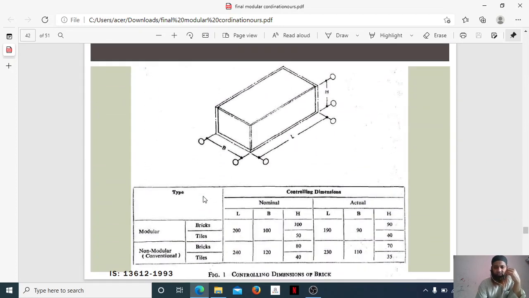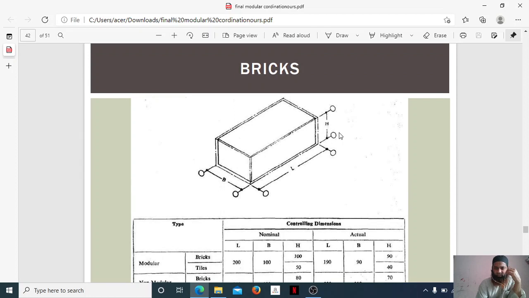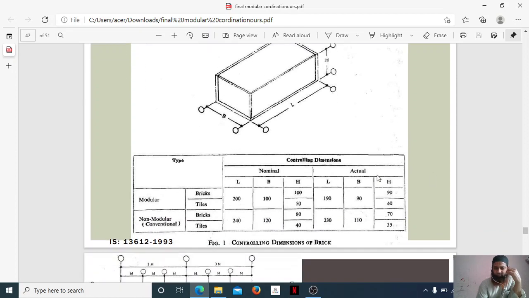Let us see the bricks. You can see this is the height, this is the length, and this is the breadth. What type of bricks are we using? These are the dimensions. Length is 200, everything is in mm, breadth is 100 mm, height is 100 or 50, whatever we need. This is the nominal and this is the actual: 190, 90, height is 90 or 40. This is for modular bricks, and this is non-modular, that is conventional bricks.